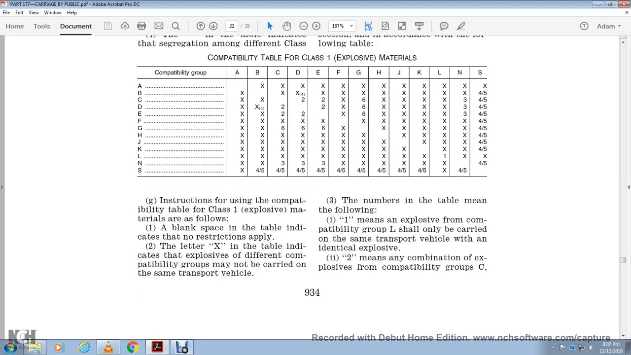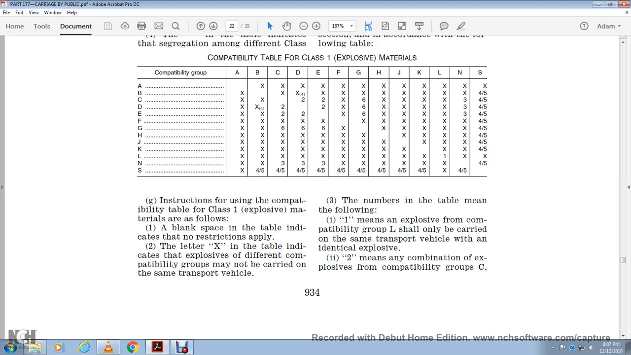Instructions for the compatibility table of Class 1 explosive materials: a blank space in the table indicates that no restriction applies. An X in the table indicates that explosives of the different compatibility groups may not be carried in the same transport vehicle. The numbers in the table mean the following: 1 means explosives of the compatibility group shown may only be carried in the same transport vehicle with any of the identical group explosives.